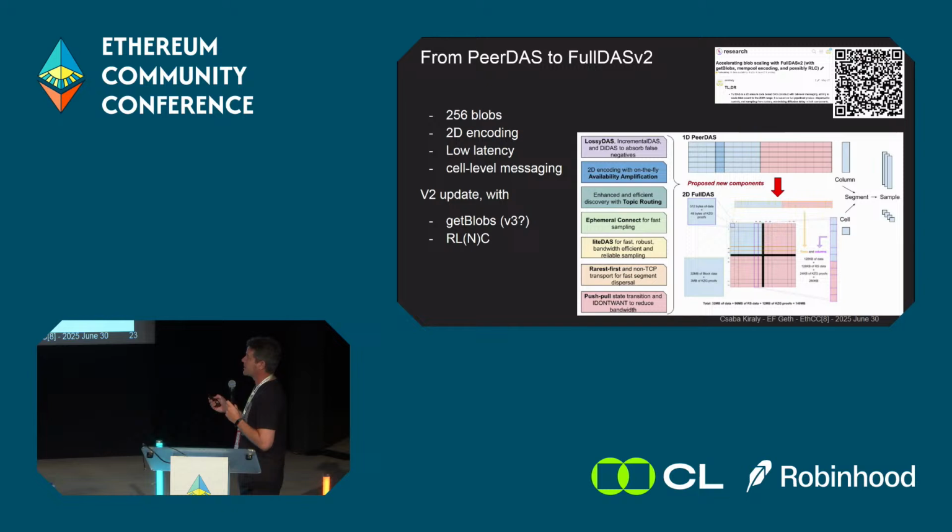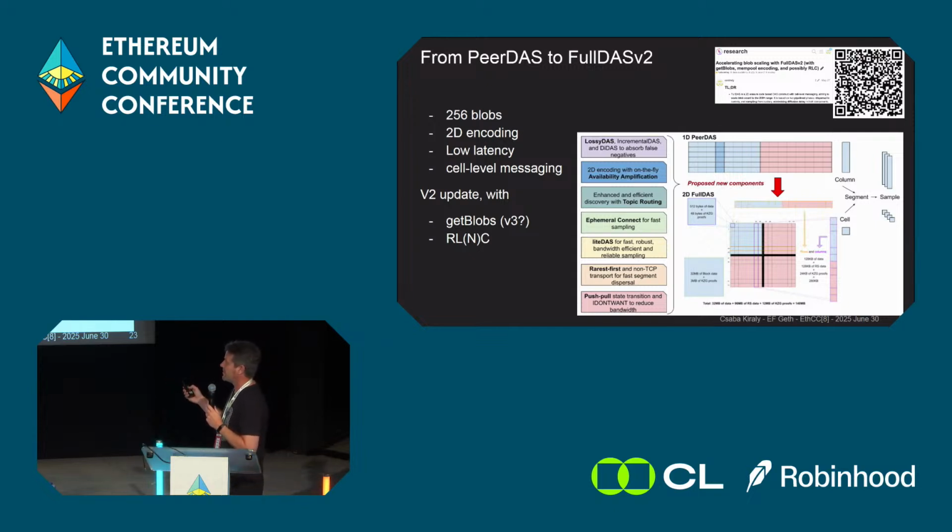FullDAS is a construct which is aiming for 256 blobs. It is doing a two-dimensional erasure coding compared to the one-dimensional erasure coding that we are using in PeerDAS. It already has many low-latency peer-to-peer elements in it. For example, cell-level messaging. I will speak a little bit about that. I also published an update on this post.